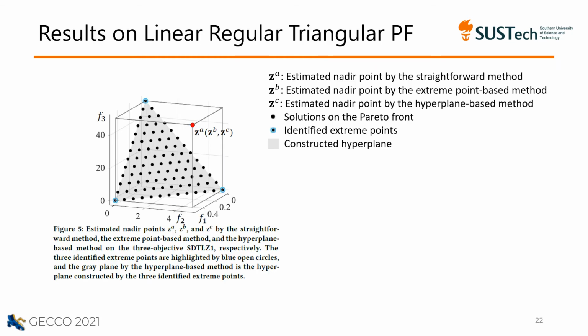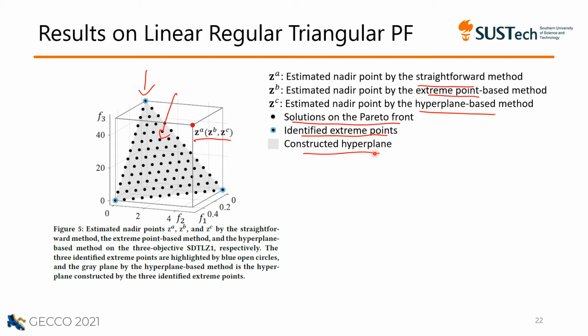Here shows the results on a linear regular triangular Pareto front. As shown in this figure, ZA, ZB, and ZC are three nadir points estimated by the three normalization methods. And black points are solutions on the Pareto front. The three blue open circles are three identified extreme points by the extreme point-based method. And the gray surface is the constructed hyperplane using the three identified extreme points.